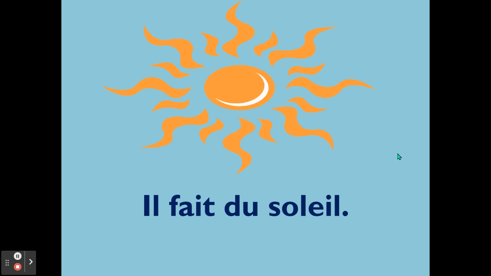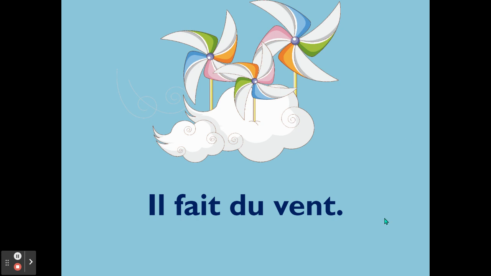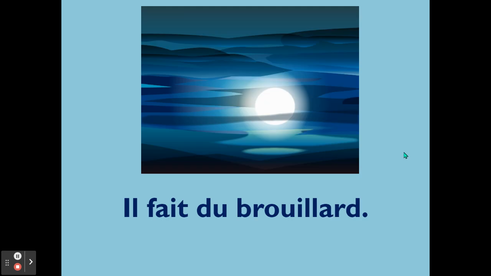Il fait du soleil. It's sunny out. Solar has to do with the sun. Soleil. Il fait du vent. So that's windy. And a vent blows out wind. Il fait du brouillard. It's foggy. Remember my first ed puzzle I talked about, is it foggy? Oui. Yes, it's foggy. Il fait du brouillard. It's kind of silly, but hopefully you remember that. So nice long word for fog.